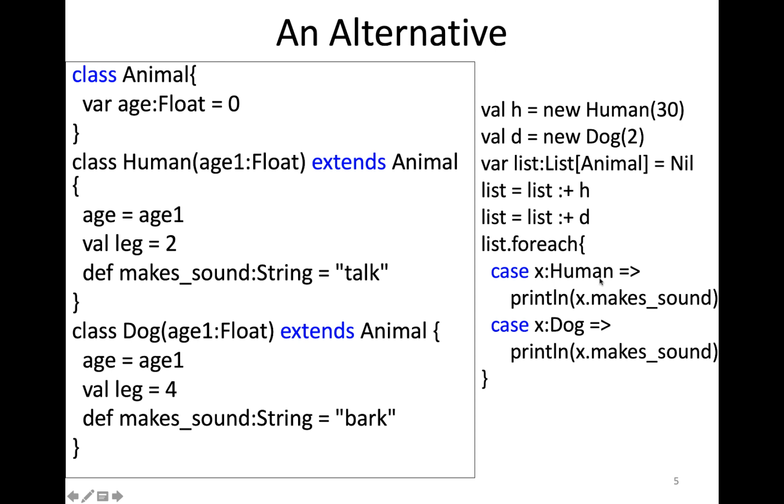If the type of x is human, then if we say x dot make sound, automatically Scala can figure out that this should be called. Otherwise, if x type is dog, then at runtime Scala can figure out this should be called, right? So you can see that with another style we can achieve a similar polymorphism effect. Okay.